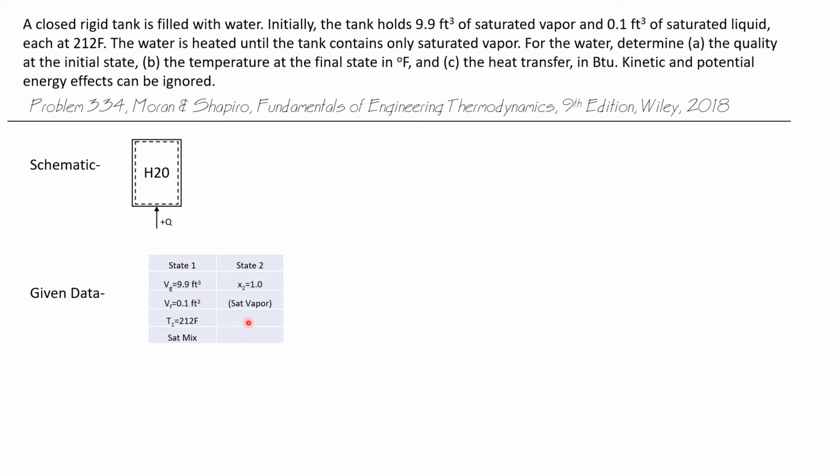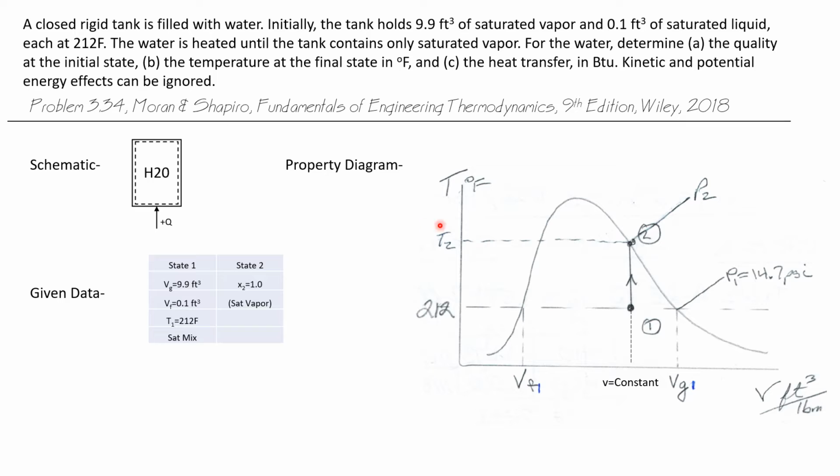After it's heated, it's only saturated vapor, and that's all we know about state 2 at this point: it's no longer a mixture, it's saturated vapor. We can visualize this process by drawing a T-v diagram. Initially we're at a temperature of 212 degrees, and because it's a saturated mixture, it's underneath a vapor dome. We'll visualize that at just some point here.